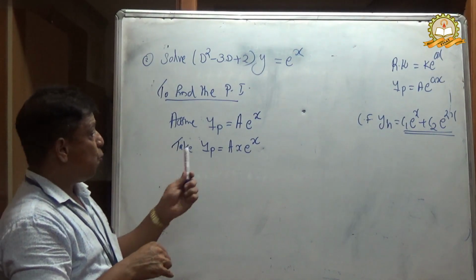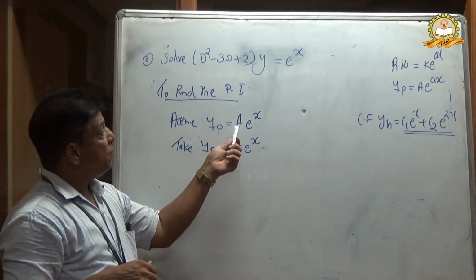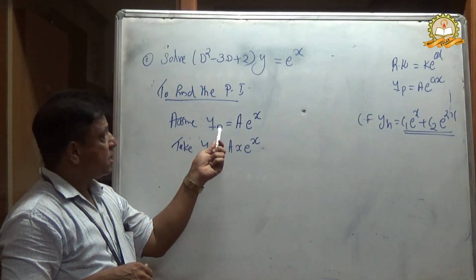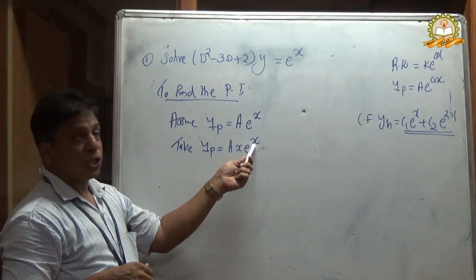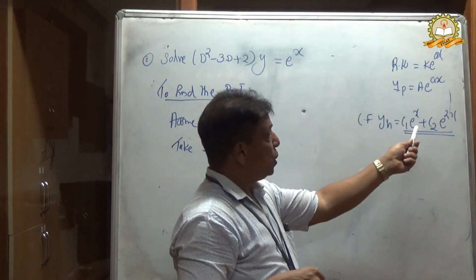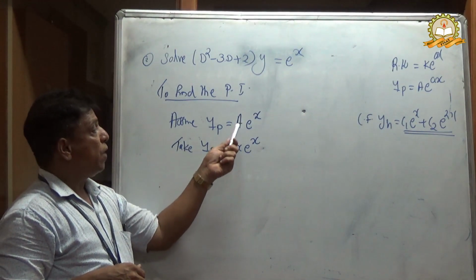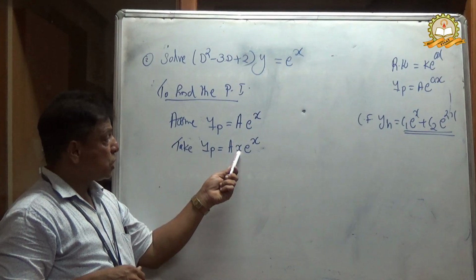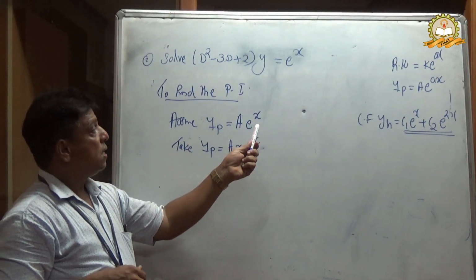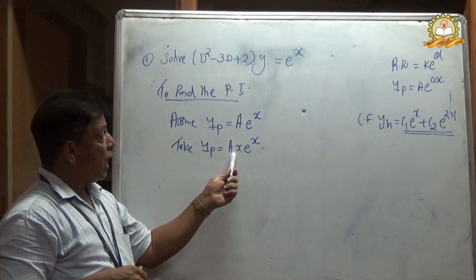Therefore, we take yp as a into x into e raised to x, a very important step. Here when we take a into e raised to x, we don't get a solution. To get a solution, we multiply, so yp is equal to a into x into e raised to x. A into e raised to x is contained in the complementary function. Therefore, to get the answer, we multiply this yp by x. This is a very important step. In the previous case it was not like this, but in this case we take yp as a into x into e raised to x.